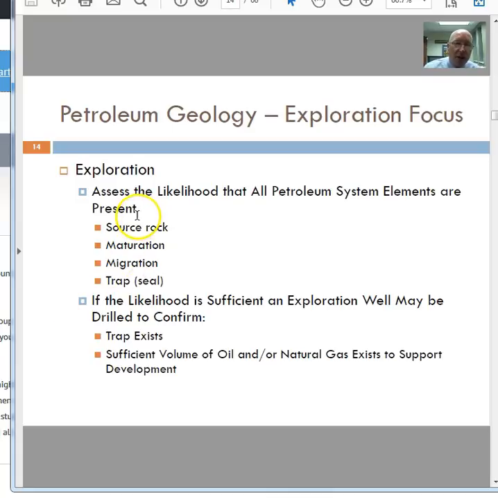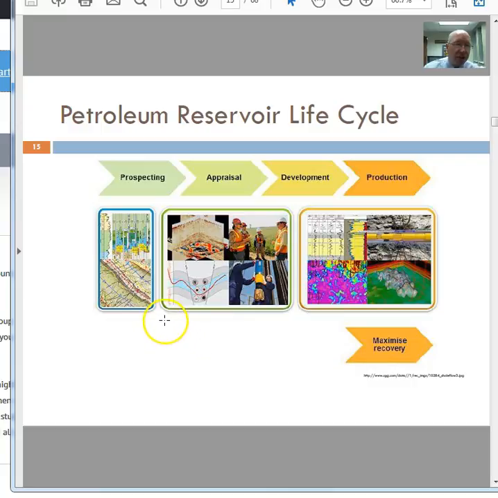So when they go back and they're looking for places where the oil could be, these are the things that they're looking for: are the elements of the petroleum system there? And then if the answer is yes, then it's something to look into.